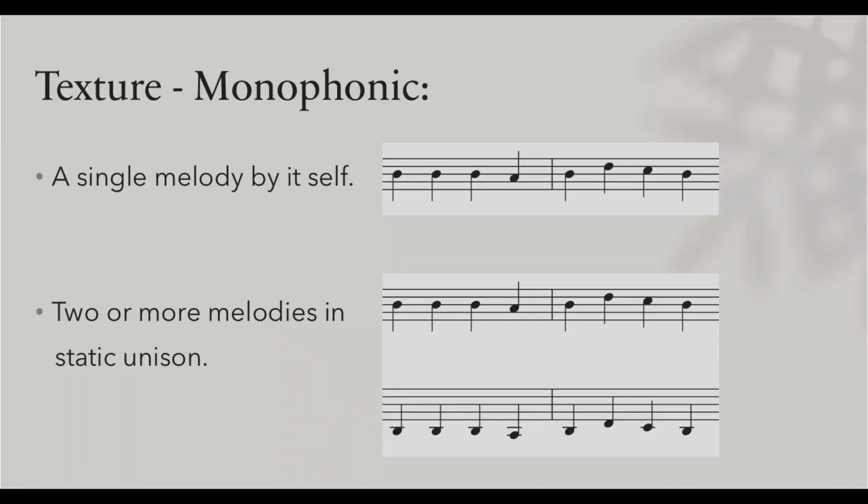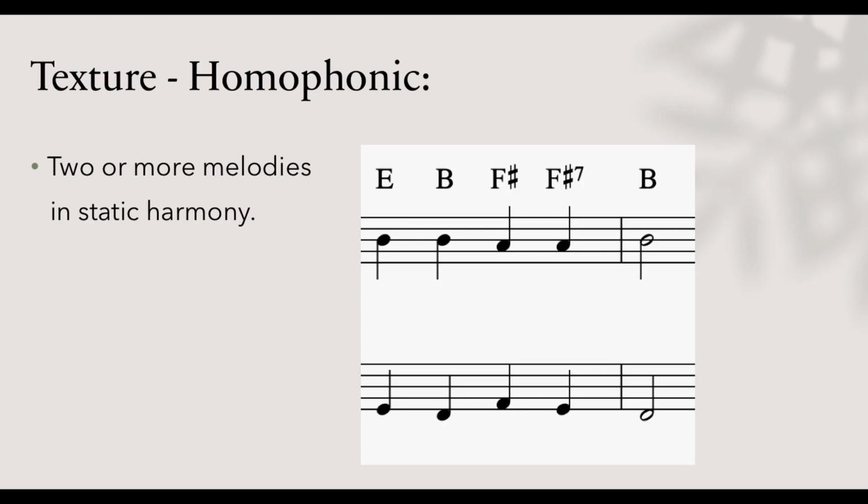So here we have monophonic. Monophonic effectively means a melody that is in unison. So that might mean one instrument playing a melody by itself, or that might mean 2 or more instruments are playing the same melody in static unison. Next we have homophonic. Now this means that there are 2 or more melodies in static harmony. So as you can see, these 2 instruments here are creating intervals that aren't in unison and therefore are creating harmony.